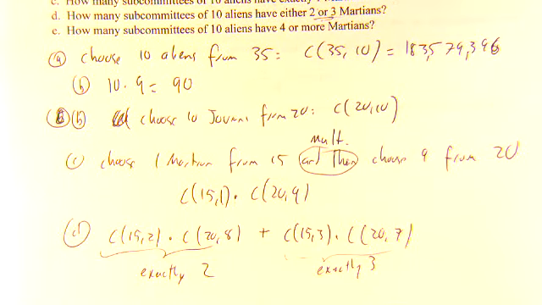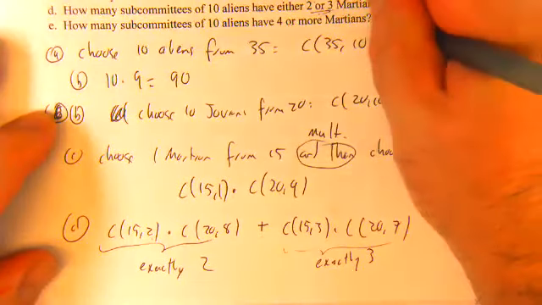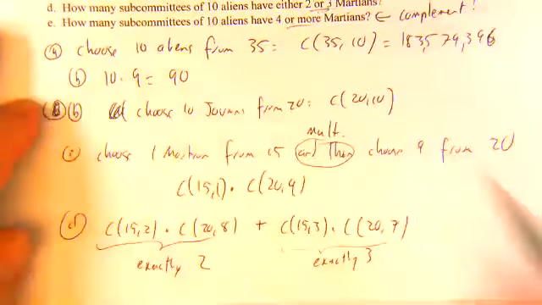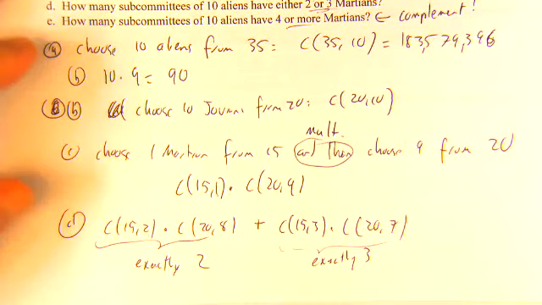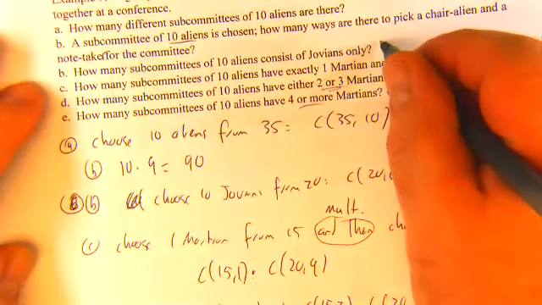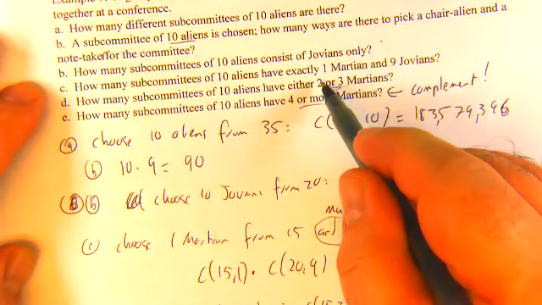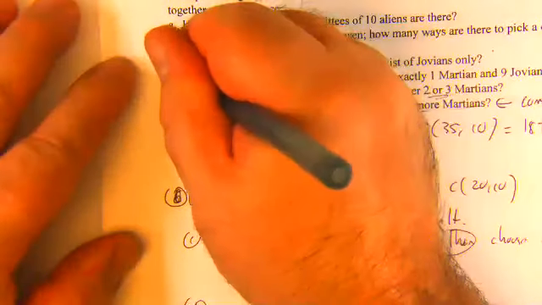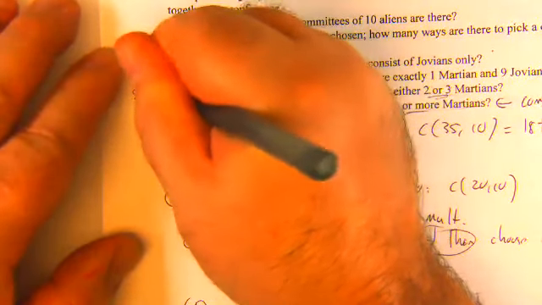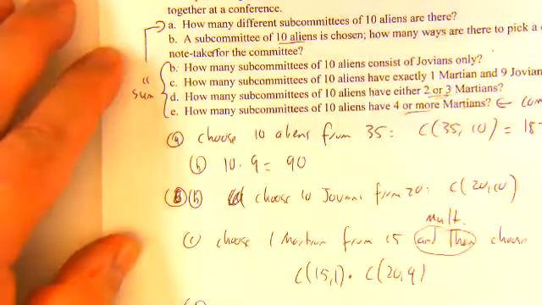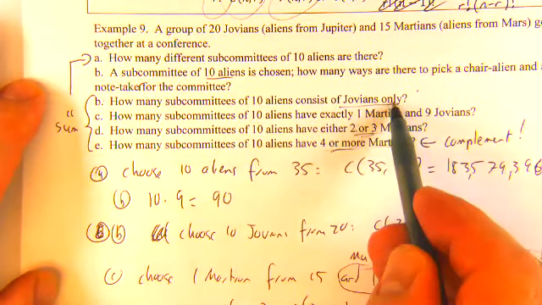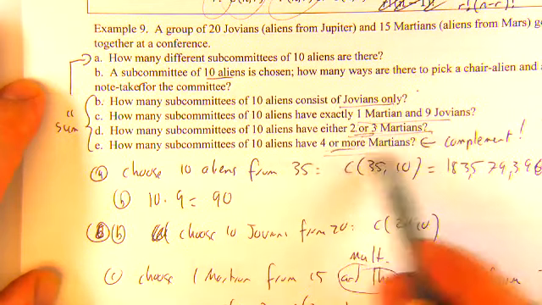So how many subcommittees have 4 or more Martians? This is a complement, right? If you see at least 4, whatever. If you think about all the possible subcommittees, you can have subcommittees that have no Martians, subcommittees that have 1 Martian, subcommittees that have 2 or 3 Martians, and then subcommittees that have 4 or more Martians. So the sum of these is that. All your committees either have no Martians, one Martian, 2 or 3 Martians, or 4 or more Martians.